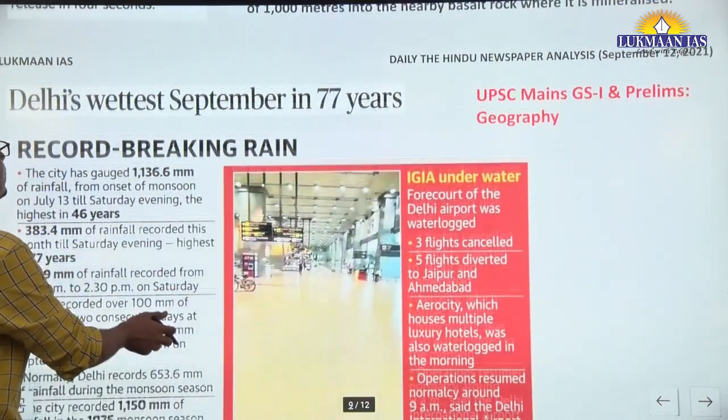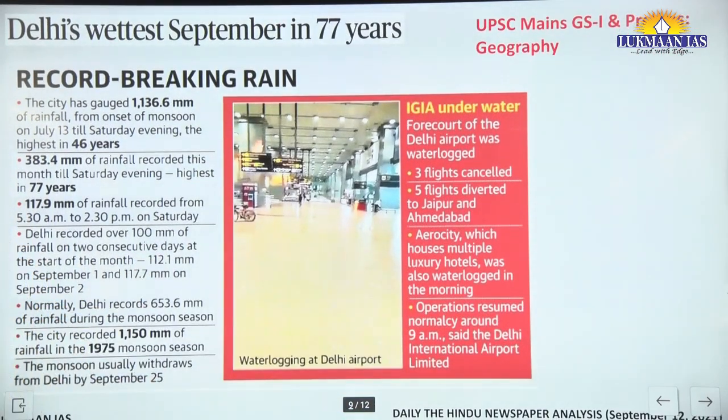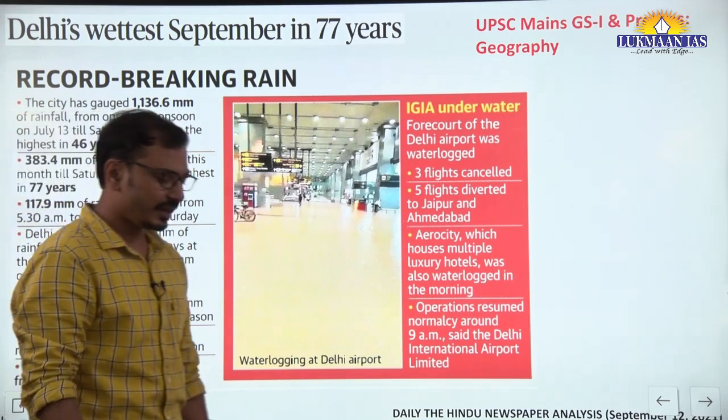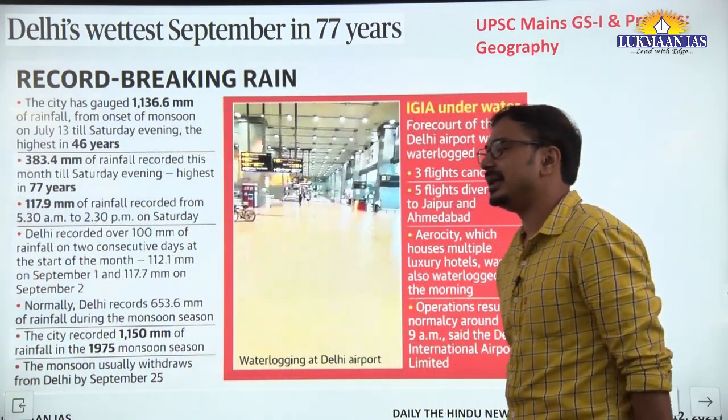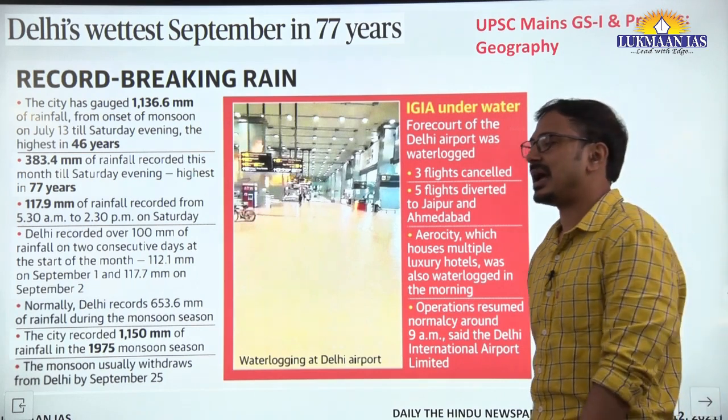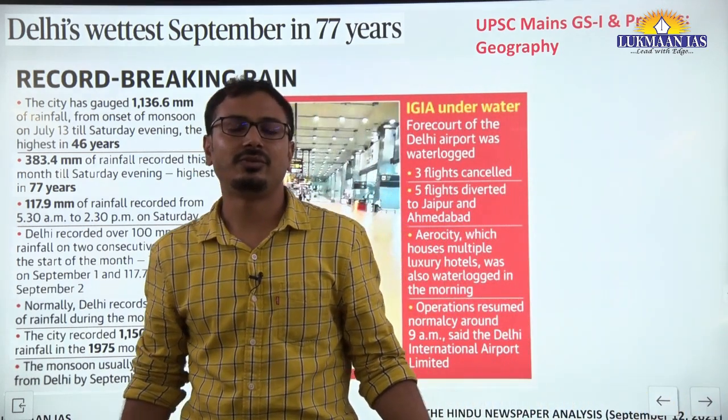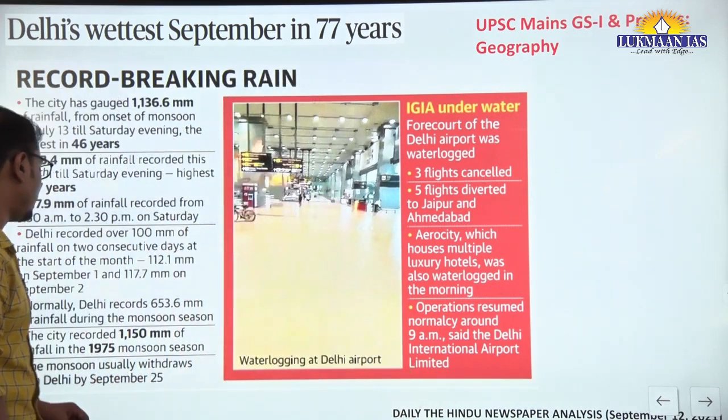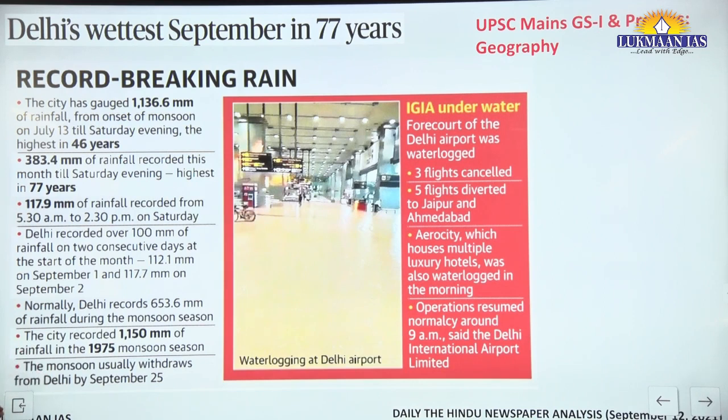Fine. Now, Delhi's wettest September in 77 years. Record breaking rain happened in the month of September in Delhi. You should be aware such instances are happening. Variability of the rainfall. Basically, the average rainfall that Delhi receives yearly is normally 653.6 mm, that is around 65 centimeters. But already this year Delhi has recorded more than 1000 mm rainfall.